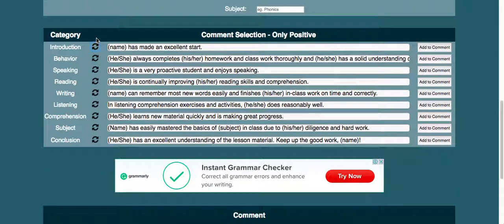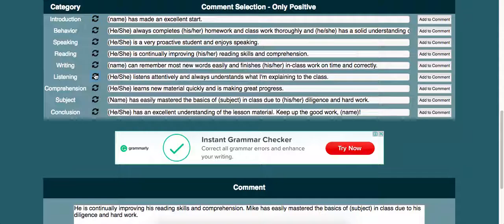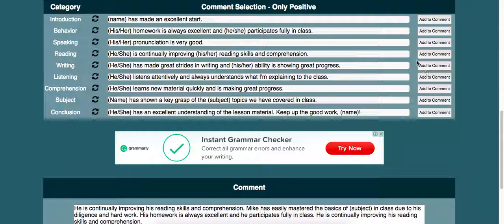So this is a little bit of a double-edged sword. I like it because sometimes I'm kind of struggling to be authentic or to not repeat myself when I'm describing different aspects, different categories of performance. This subject one I don't use that much, but speaking, reading, writing, listening, behavior, this gives you good ways to talk about them, and then you can add them into the comment section below.